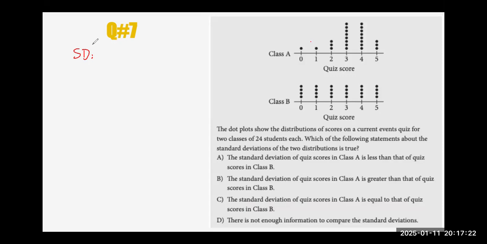Be careful about that. You don't have to really calculate the exact values for SD here. You just need to, based on our knowledge, determine which class has more consistent scores, something like that. Okay, the first student who gave me the right answer in this question is Sean. Would you like to explain?